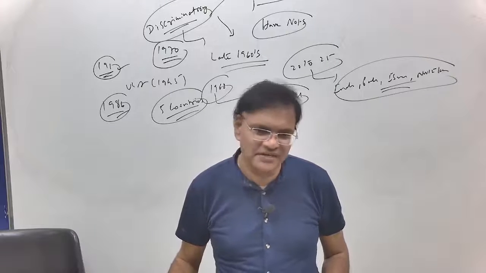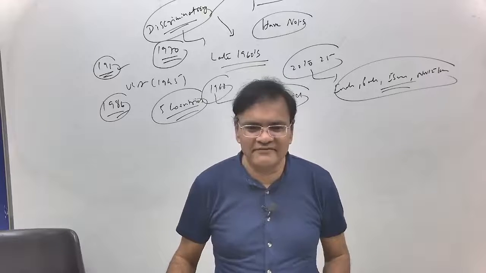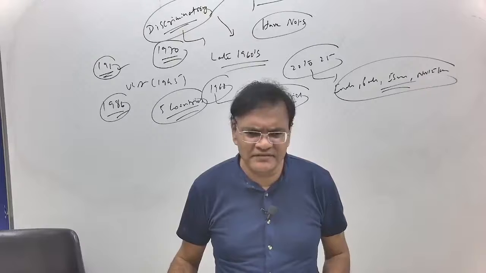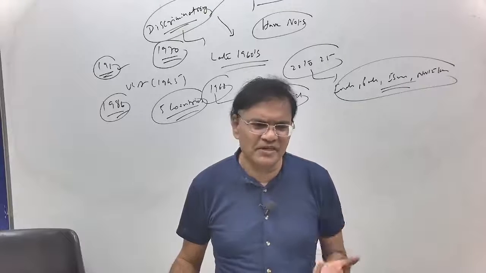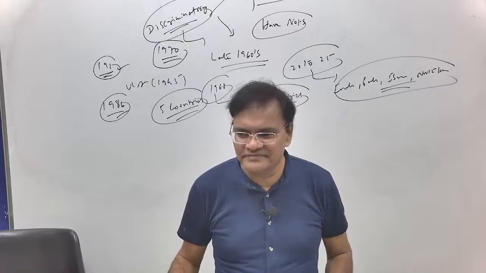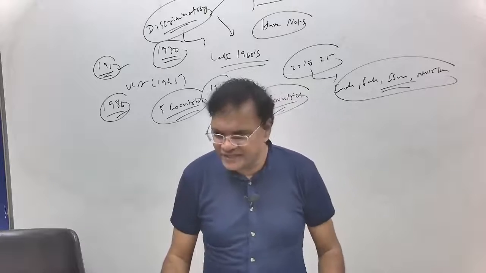That means America itself is indulging in proliferation of nuclear weapons. Why? Because it will earn a huge amount of money by selling these nuclear bombs. That is the reason why America itself has violated this treaty.